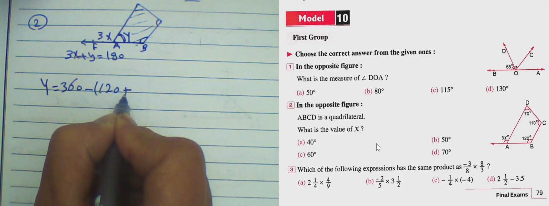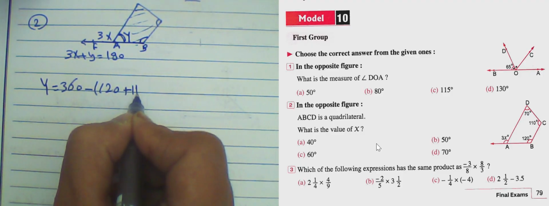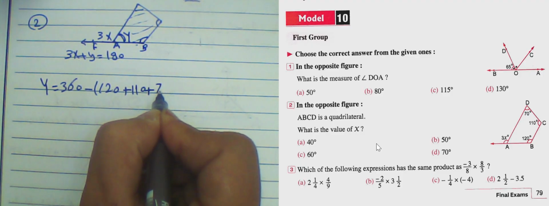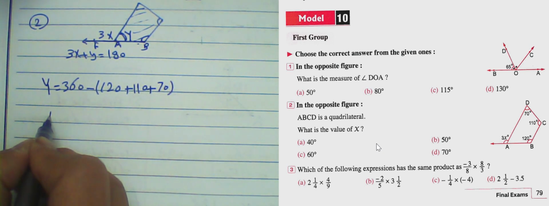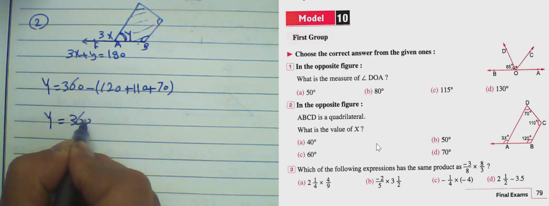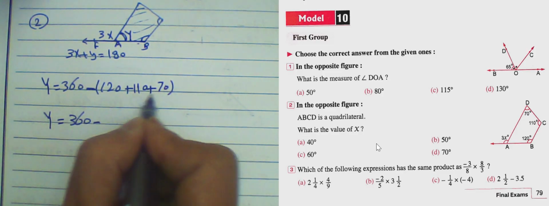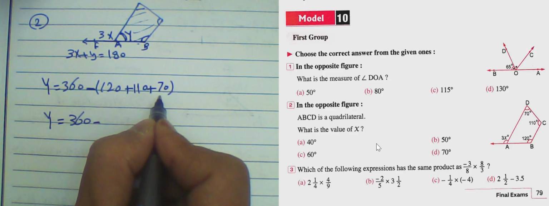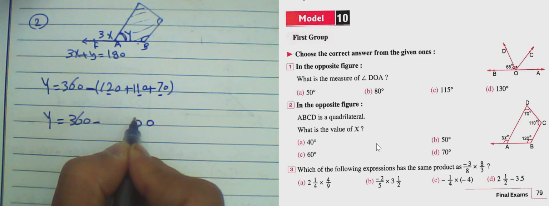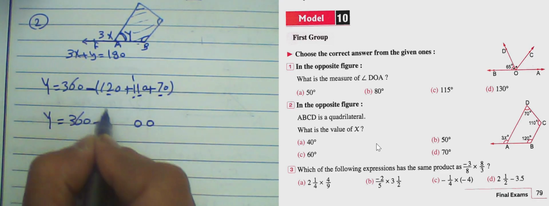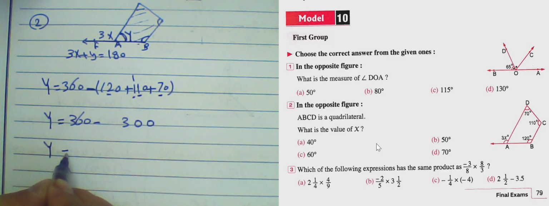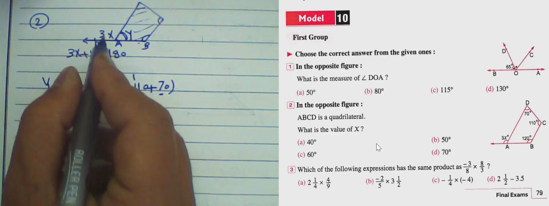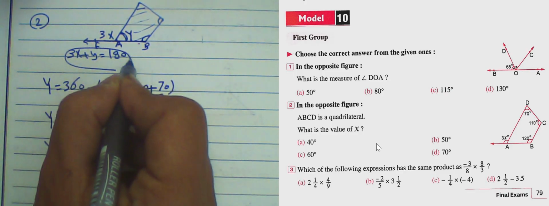First angle 120 plus 110 plus 70. The result will be 360 subtract the sum of all the numbers. 120 plus 110 is 230, plus 70 is 300. The result will be 300 subtracted from 360. Then the measure of angle y is 60 degrees.